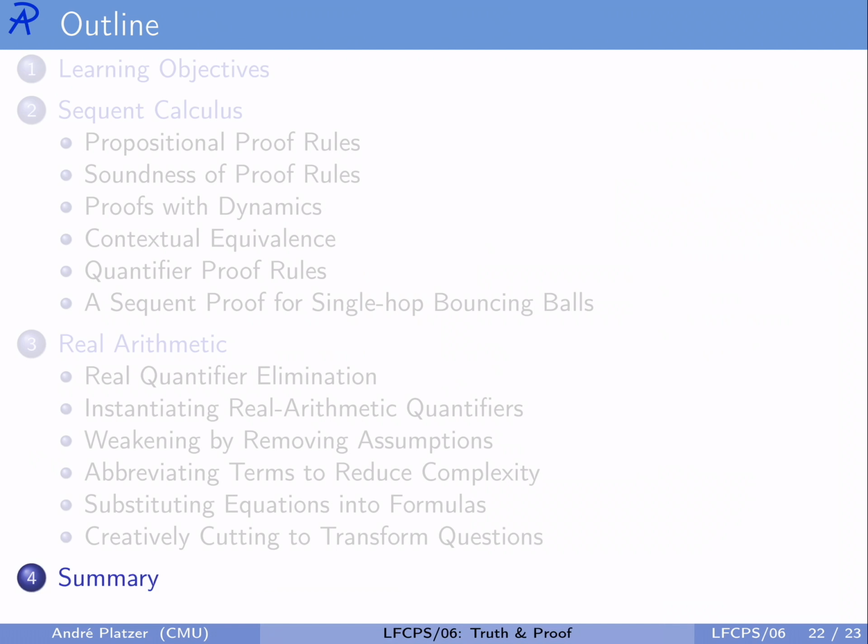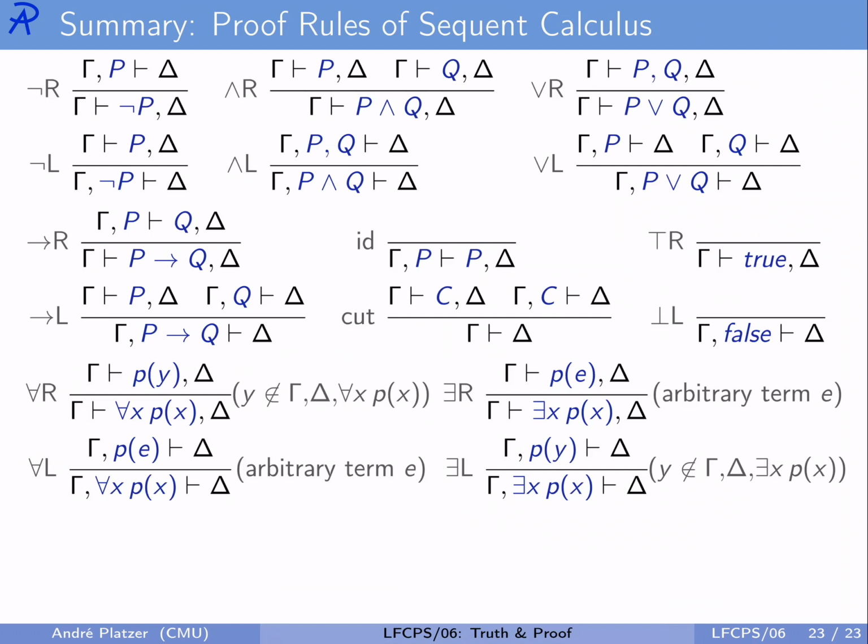Let's summarize what we've learned in this chapter. We've seen proof rules for sequent calculus that have a proof rule left and right for each of the operators. For the right proof rules in the succedent, these are proof rules for proving that a formula of this particular shape is true. For example, P and Q we prove by proving that P is true and separately proving that Q is true, even if we have the exact same assumptions gamma still available, and even if we have the exact same alternatives delta still available.